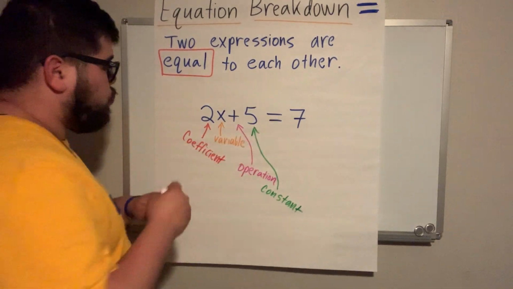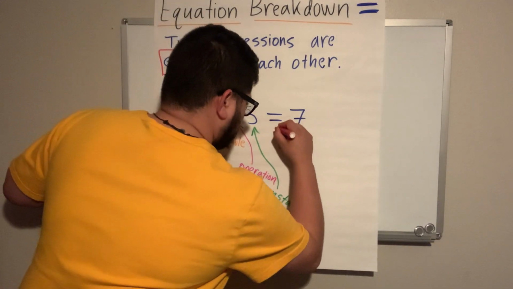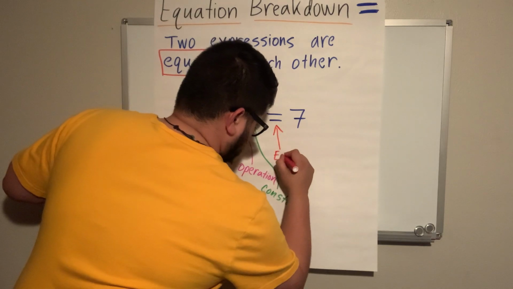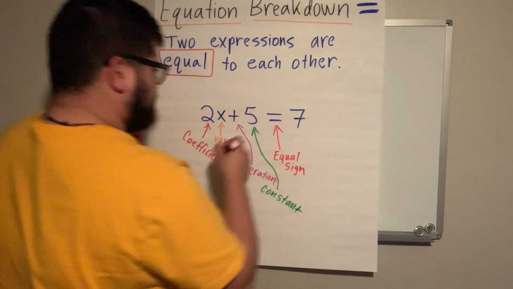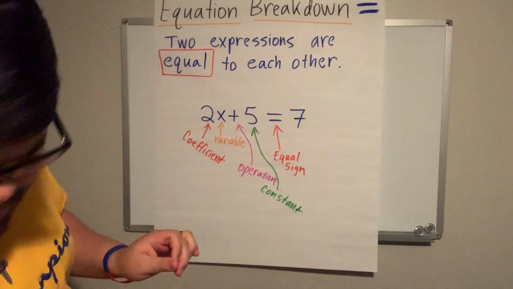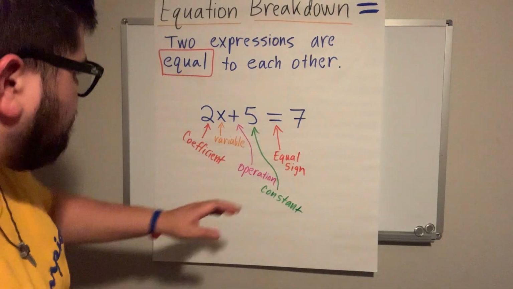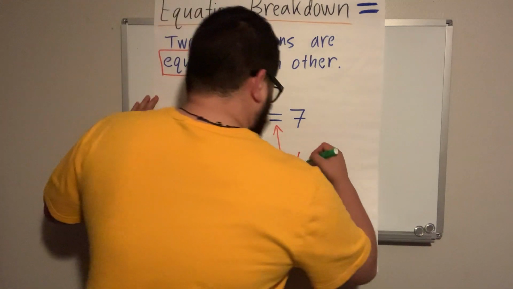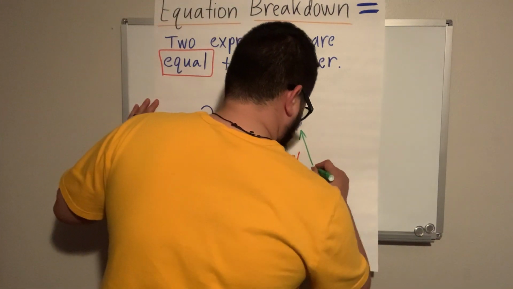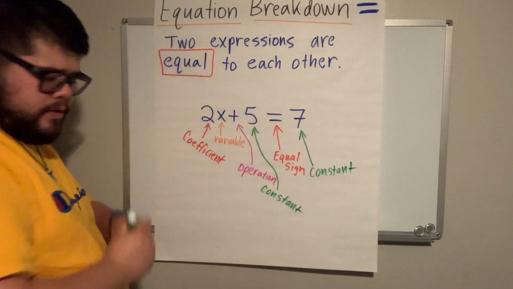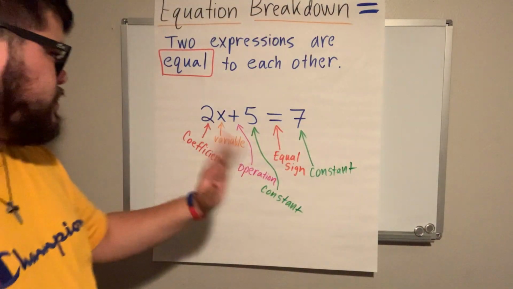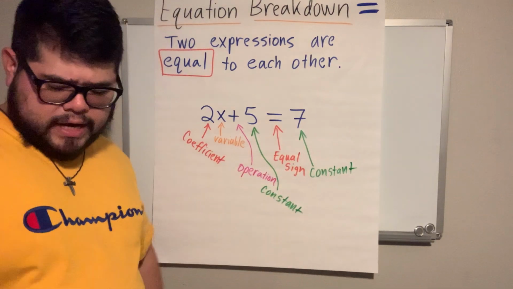And then now we have a new one. Equal sign. That's an equal sign. And then we have another constant. If it had a variable next to it, then we'd be talking about coefficient and variable. But in this case, we got a constant.